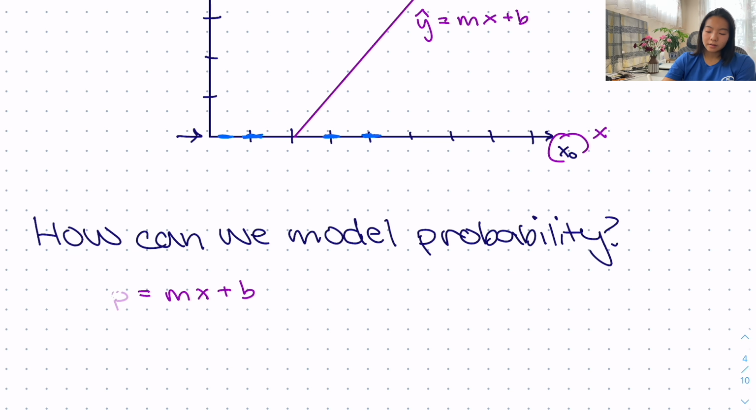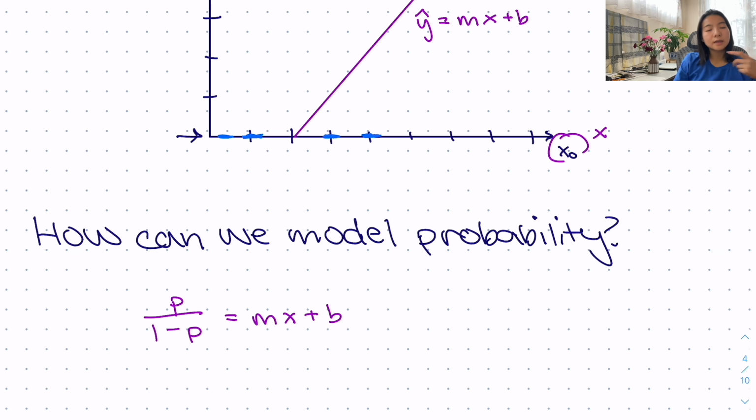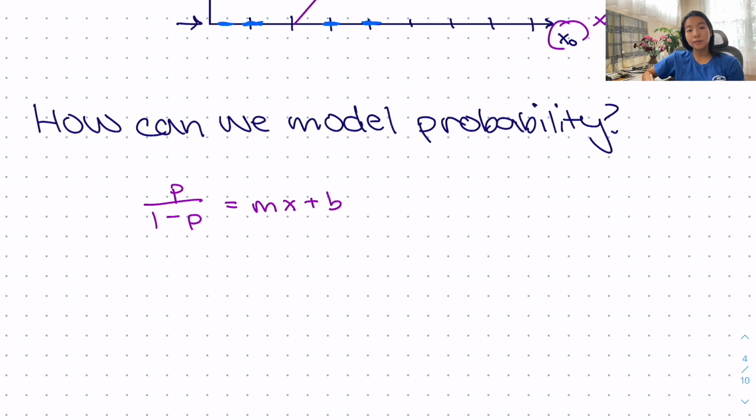Well, maybe instead of just setting the probability equal to that, we can set the odds equal to this. By that, I mean, let's do probability divided by 1 minus the probability. So now it becomes this ratio, and this ratio is allowed to take on infinite values. But there's still one issue here. The issue is that mx plus b can still be negative, right? If I have a negative slope, a negative b, or some negative x's in there, it's allowed to be negative. So how do we fix that?